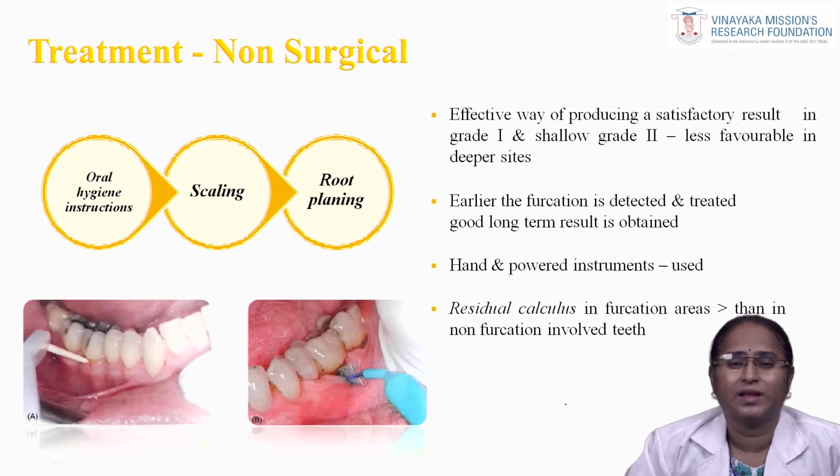The treatments include conservative treatment, regenerative treatment and resective treatment. First of all, we are going to see the non-surgical, that is conservative type of treatment. The non-surgical includes, first, scaling and root planing procedures. In case of grade 1 and shallow grade 2, it gives excellent results, but in case of deeper sites it will give less favorable results. If the furcation is detected early, either radiographically, and treated, good long term results will be obtained.